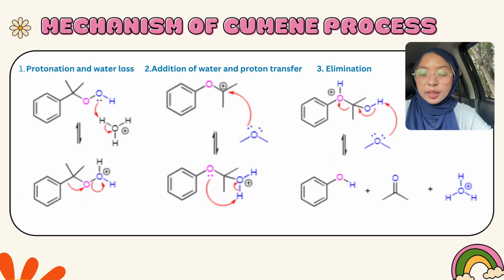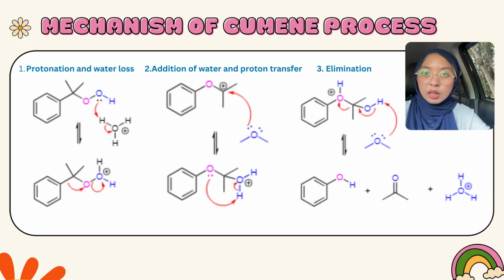Let's proceed to the chemical mechanism of the production of acetone through the cumene process. There are three steps of mechanism, starting with the protonation and water loss. Initially, cumene reacts with oxygen to form cumene hydroperoxide. The OH oxygen of the peroxide is protonated, creating a good leaving group. This is followed by rearrangement where the phenyl group shifts from carbon to an oxygen with a simultaneous loss of water.